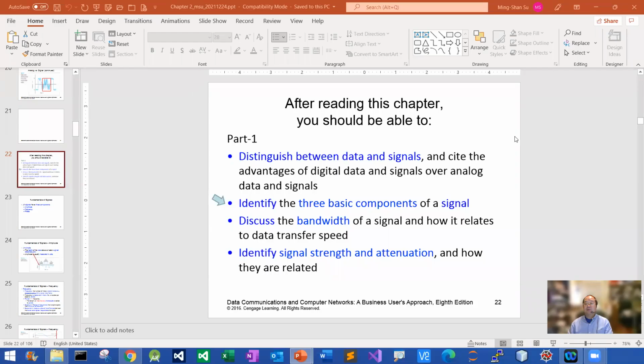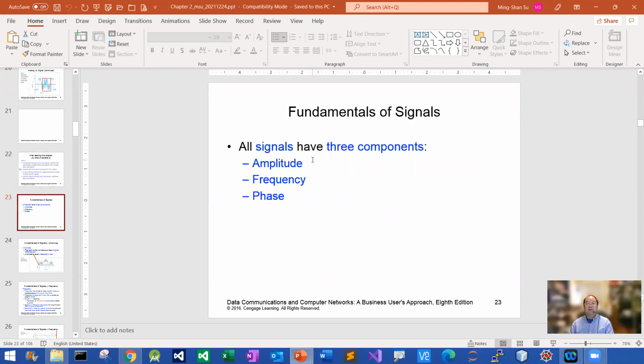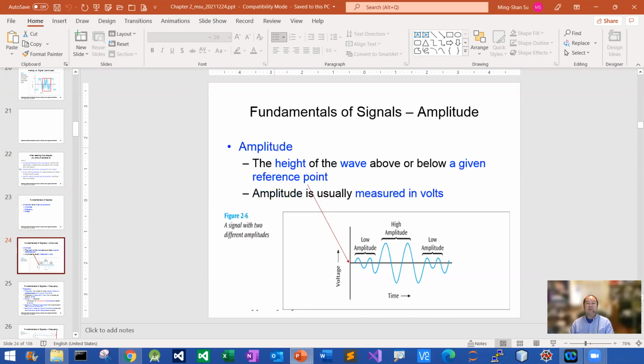In this video, I'm going to briefly share with you how to identify the three basic components of a signal. All signals have three components: the amplitude, the frequency, and the phase. Amplitude is the height of the wave above or below a given reference point, and amplitude is usually measured in volts.